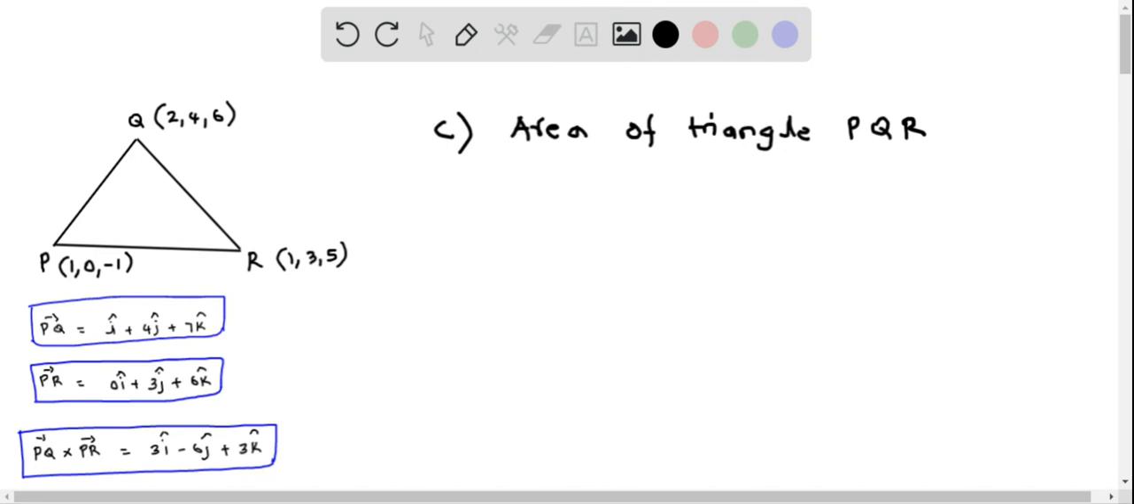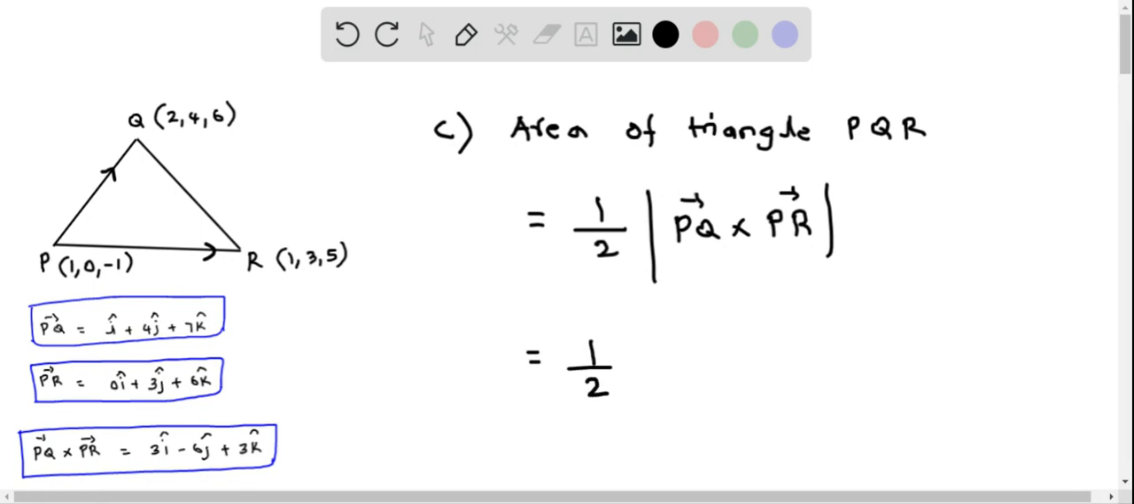In part C, we determine the area of the triangle PQR using the cross product that we have found in part B. So we write area of triangle PQR. This basically equals half of the magnitude of the cross product of PQ times, that is PQ cross PR, where PQ vector represents this vector and PR vector this vector. So it's basically the cross product of the two adjacent vectors. And so we can write down its magnitude. Half of, we have to find the magnitude of 3i minus 6j plus 3k.